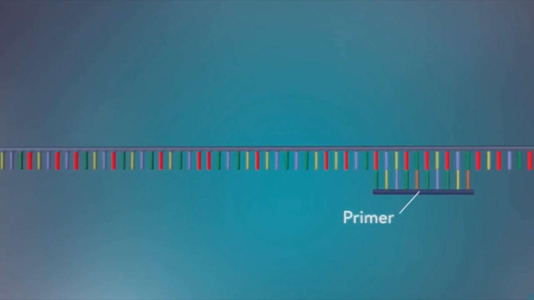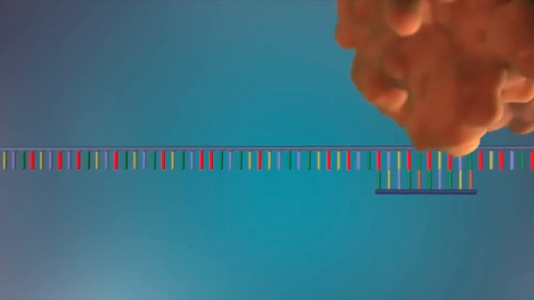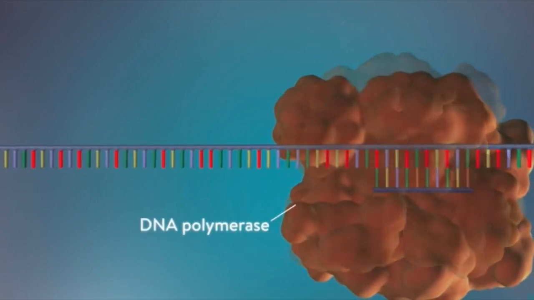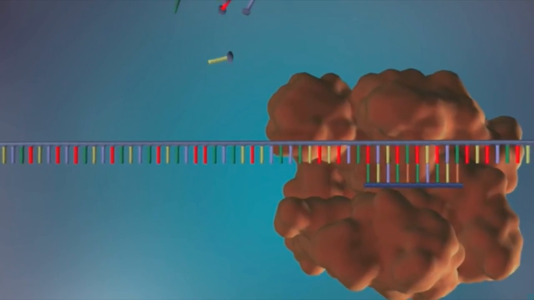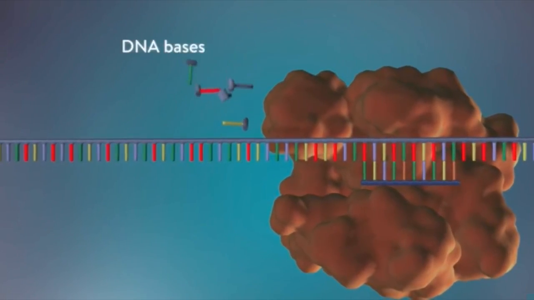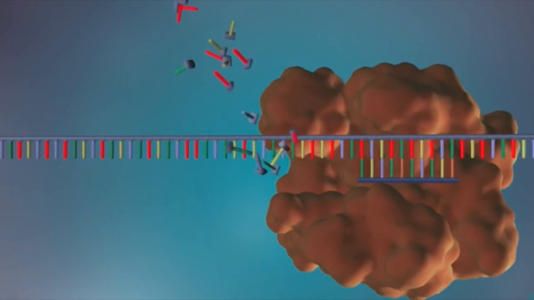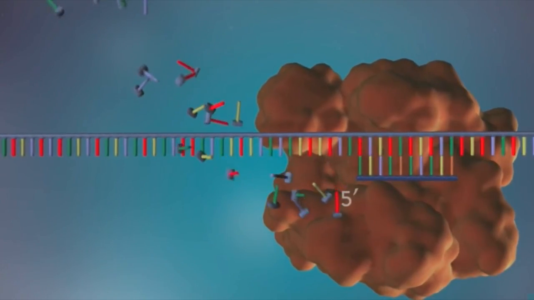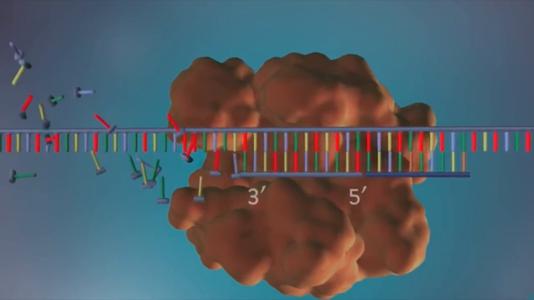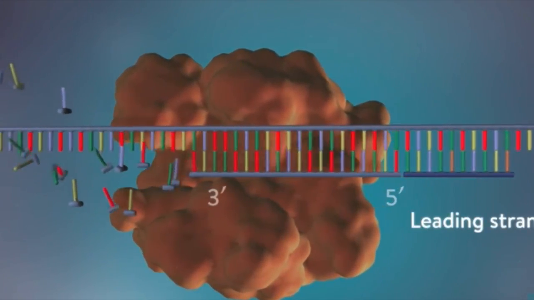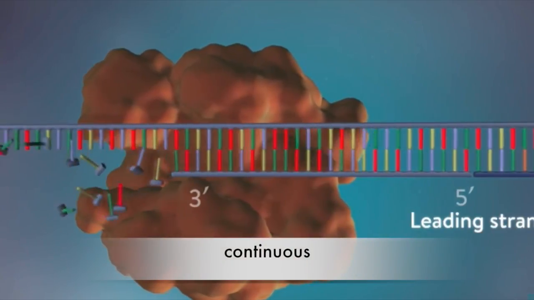Enzymes known as DNA polymerase are responsible for carrying the new strand. DNA polymerase 3 only adds a nucleotide to the 3' end of a pre-existing strand. Nucleotides are available in the area. One strand is oriented in the 3' to 5' direction, the leading strand.